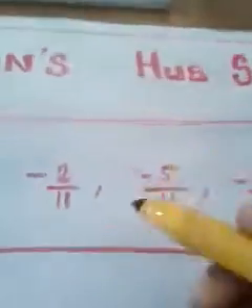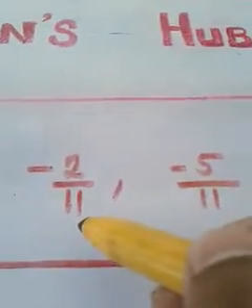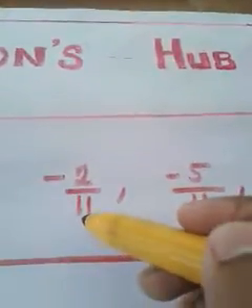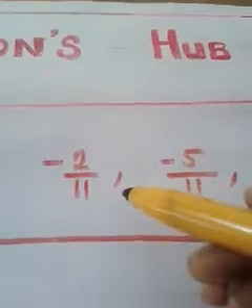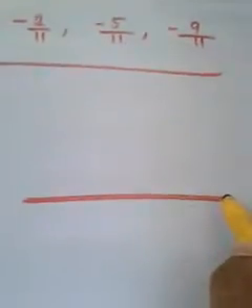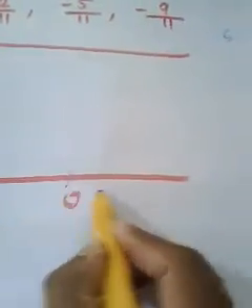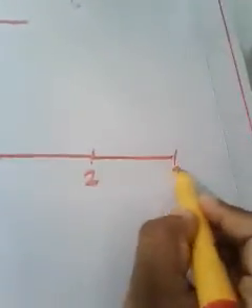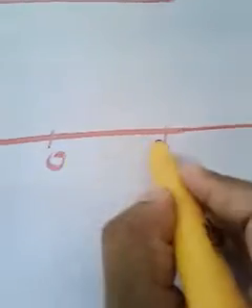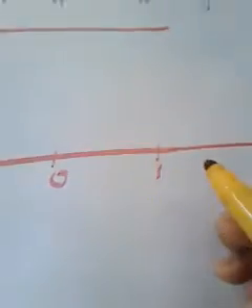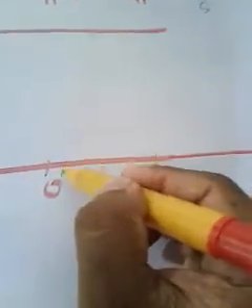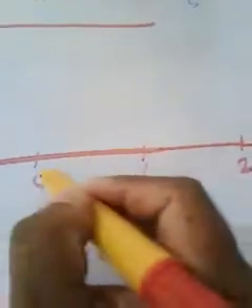And the next thing is, see the denominator. The denominator is 11, a very big number. That means each space you have to divide into 11 equal spaces. If you are drawing a number line like 0, after 1 centimeter 1, after 1 centimeter 2, and after 1 centimeter 3, can you divide this space into 11 equal spaces very easily? No. Why? Because this is only 1 centimeter. In order to divide into 11 equal spaces, it is a little bit harder.